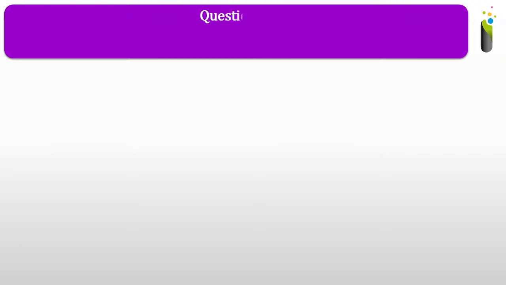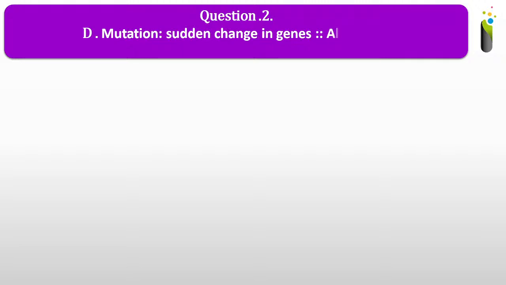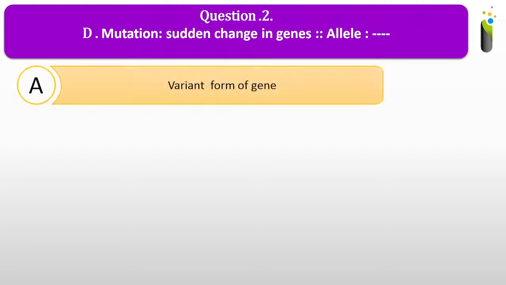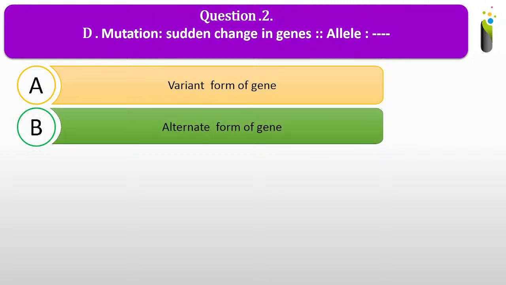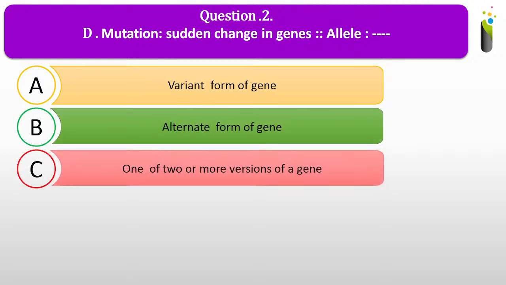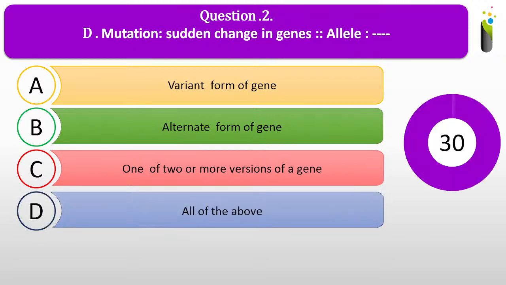Going ahead to question number 2, sub question D. Mutation, sudden change in the genes. Allele dash. So you've been asked to complete the analogy. Mutation, sudden change in the genes. Allele dash. A, variant form of a gene. B, alternate form of a gene. C, one or two or more versions of a gene. D, all of the above.